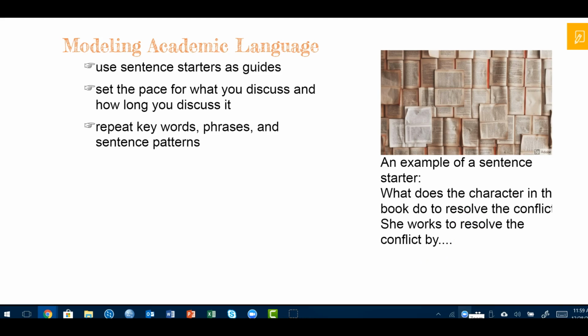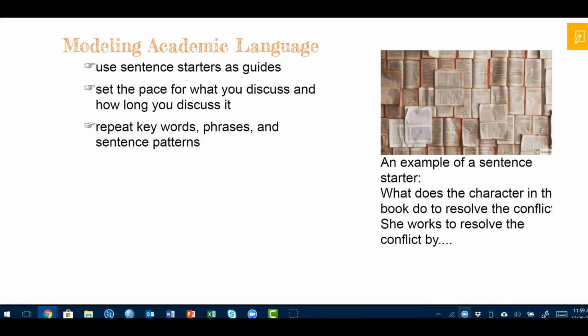So an example could be, and I wrote this in a very generic way so that it would be specific to any book, and this is an English language arts sentence starter example. So what does the character in the book do to resolve the conflict? She works to resolve the conflict by, all right, so you're asking a question. What does the character in the book do to resolve the conflict? Instead of just stopping there, you give them a starter, a sentence starter to get them going. She works to resolve the conflict by.